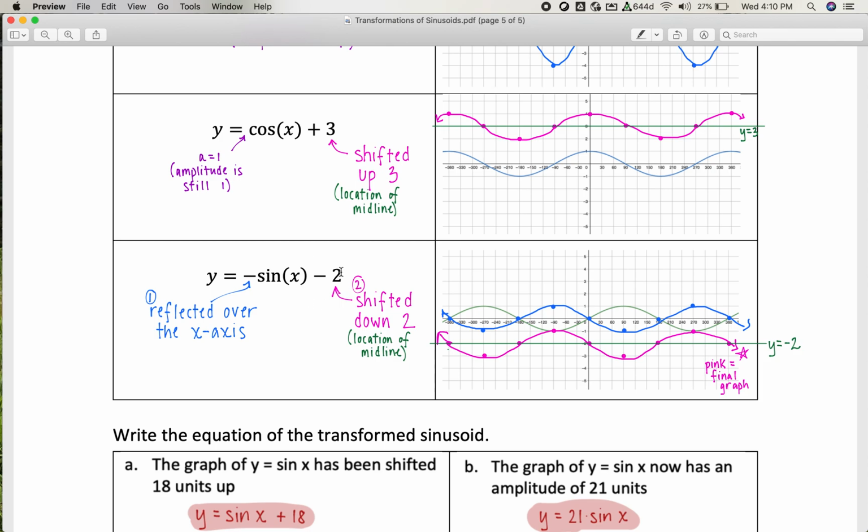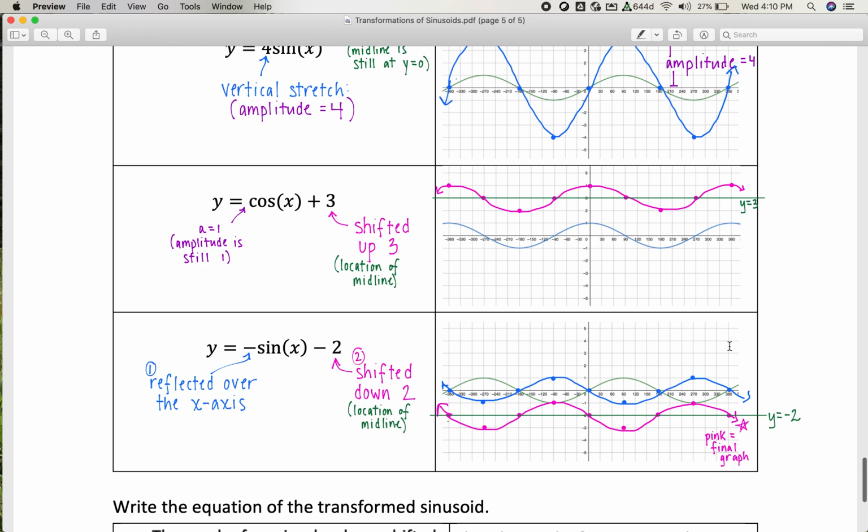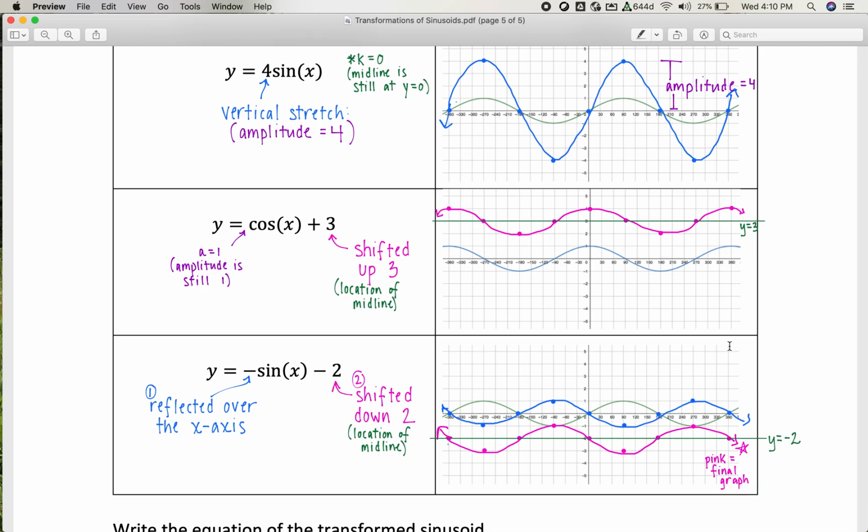But this graph is also shifted down too. So after I've flipped the graph upside down, I should also take the original midline and slide it down too, and also take all of the key points on the graph, which I would include like the zeros and the peaks and the valleys. Just take all those points and slide them down too. And now we have the actual graph of y equals negative sine of x minus 2, which would be this pink one right here. Okay, in today's work, you'll get a chance to try some of this on your own.